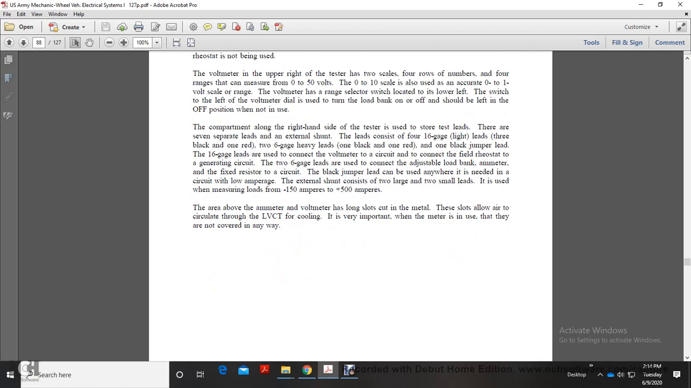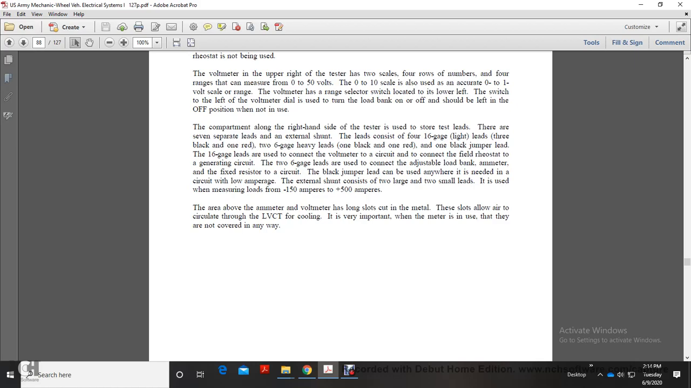The compartment on the right hand side of the tester is used to store the test leads. There are 7 separate leads with an external shunt. The leads consist of 4 16 gauge light leads, 3 black and 1 red, and 2 6 gauge heavy load leads, 1 black and 1 red, plus 1 black jumper lead. The 16 gauge leads are used to connect the voltmeter circuit and the rheostat with the generating circuit. The 6 gauge leads are used to connect the adjustable load bank, ammeter and fixed resistor to the circuit. The black jumper lead can be used anywhere in any circuit with a low ampere.